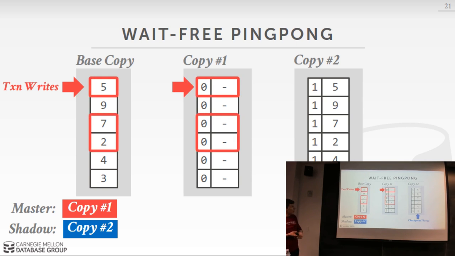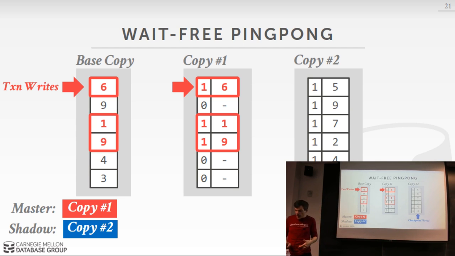And then now if our transaction comes along and starts updating things, and say it wants to update these three elements, it's going to make the change in both the base copy and the current master copy. And when it does the change in the master copy, it's going to flip that bit to one to say that I've modified this, right? And if you're doing a read, you can always read from the base copy, because this is always going to be guaranteed to be the correct version you should read, right?